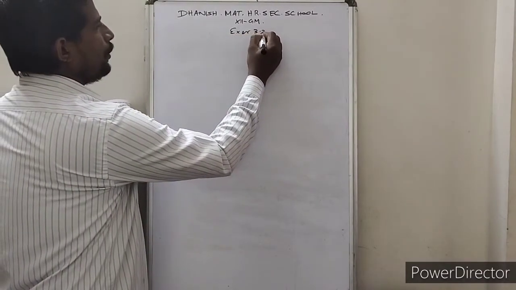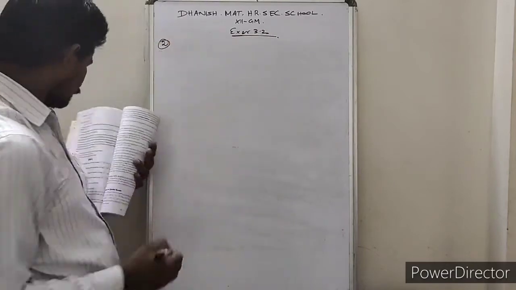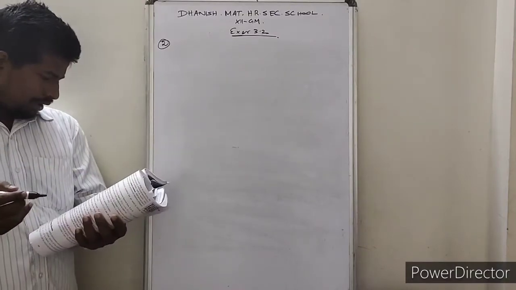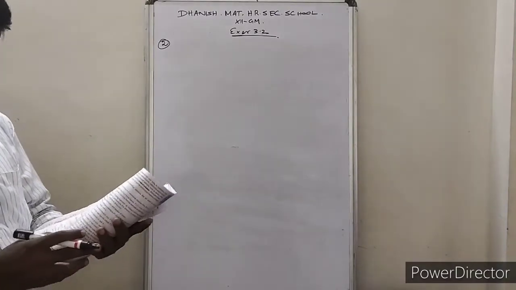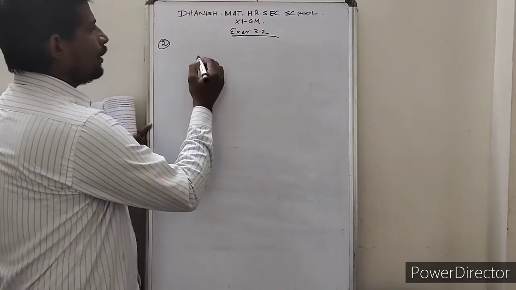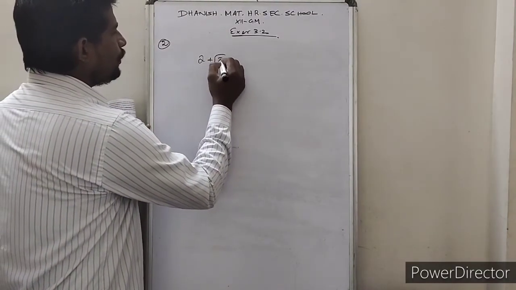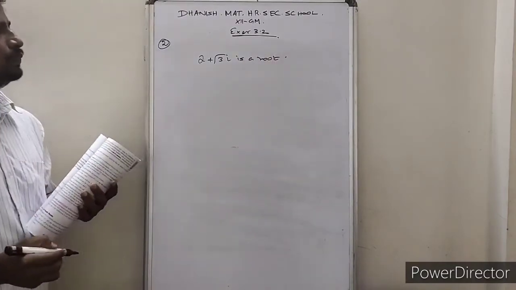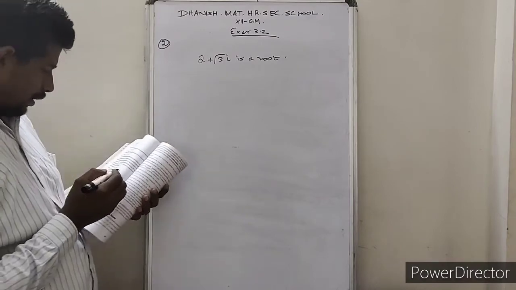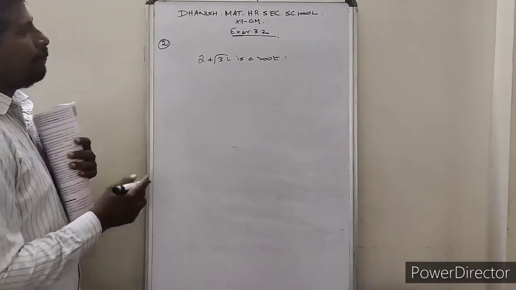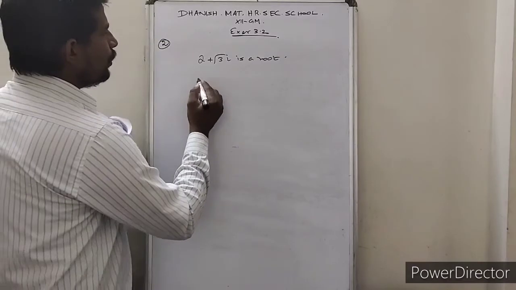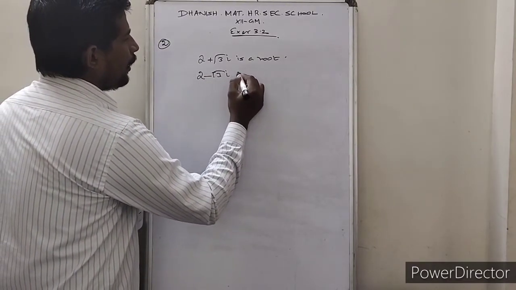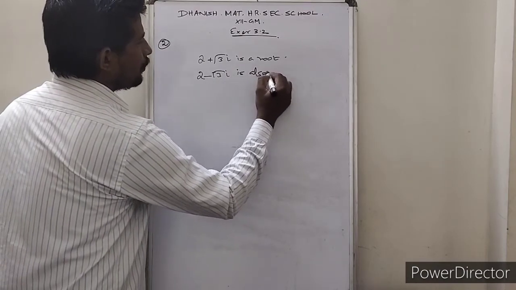Exercise 3.2, problem number 2. Here we are going to find a quadratic equation of minimum degree with rational coefficients. For that, what is given? Here 2 plus root 3i is a root. Then by using theorem 3.2, we can write 2 minus root 3i is also a root.